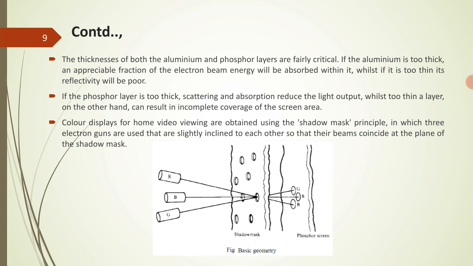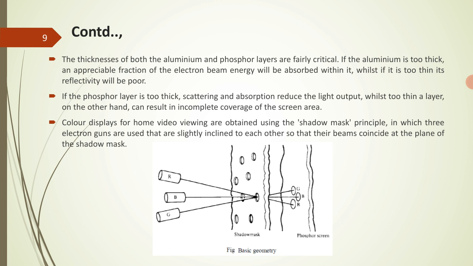Here, whenever the aluminum layer is too thick, the electron beam will lose its energy in it. When the phosphor layer is too thick, then scattering and absorption reduce the output light. So this is the basic concept involved in cathodoluminescence and the cathode ray tube.